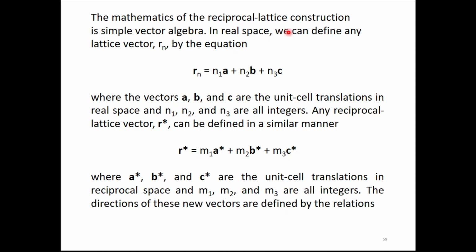The mathematics of the reciprocal lattice construction is simple vector algebra. In real space or direct space, we can define any lattice vector Rn by the equation. This is n1a plus n2b plus n3c. So this is that simple equation that we normally come across while discussing crystal lattices. Okay, so n1, n2 and n3 are integers, and a, b and c are the basic lattice parameters that are defined in a crystal lattice.